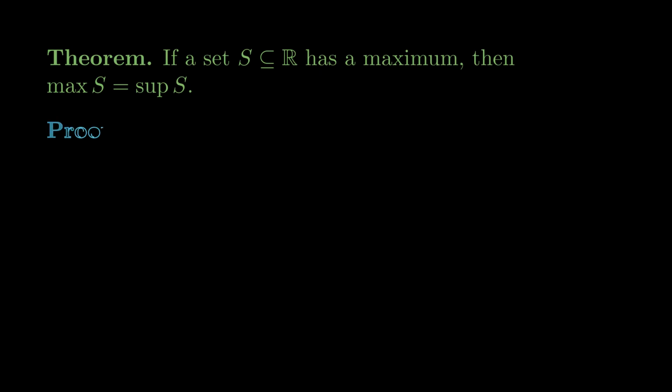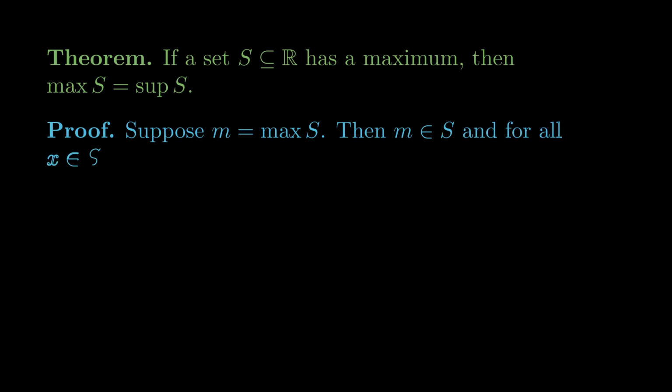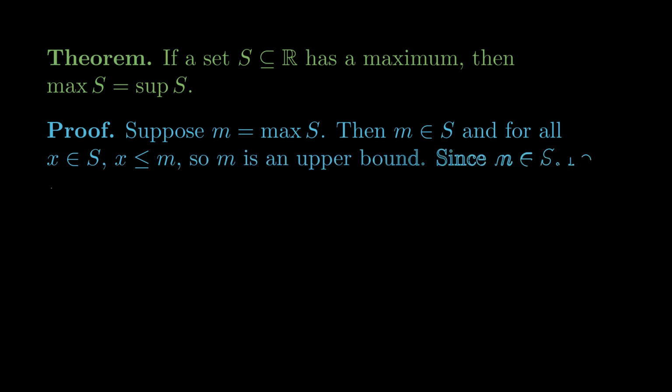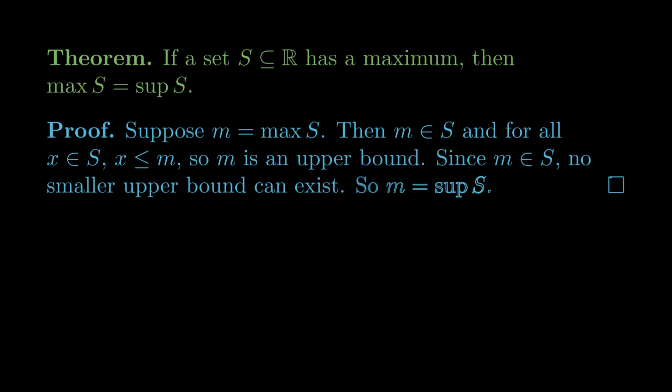So let's prove this. Suppose that M represents the max of our set, then M is an element of S, and for all other elements x in S, we have that x is less than or equal to M by the definition of M being a maximum. So M is an upper bound. And since M is in S, no smaller upper bound can exist, because then M would be greater than that smaller upper bound. So M has to be the supremum of S. And you could make a similar argument to prove the infimum case.